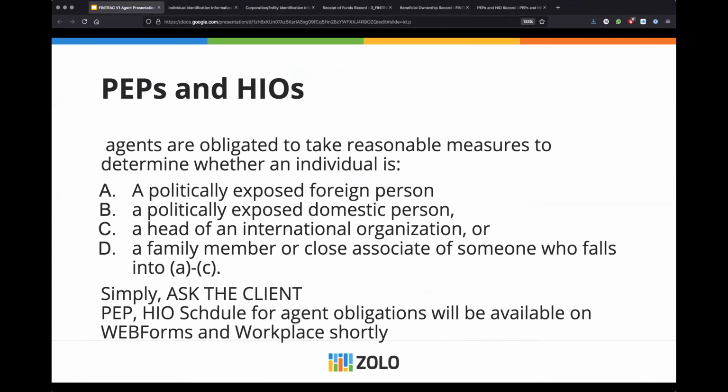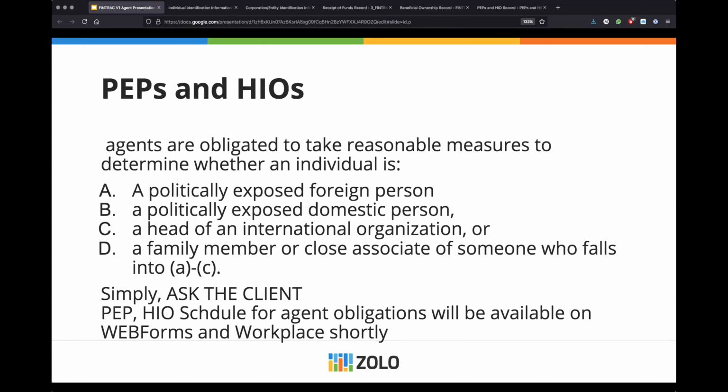Agents are obligated to take reasonable measures to determine whether an individual is a politically exposed foreign person or domestic person, a head of an international organization, or a family member or close associate of someone who falls into sections A through C. How do we expect you to procure this information? Simply ask the client. So we are using the short form here. PEP applies to politically exposed person. HIO is head of international organization.